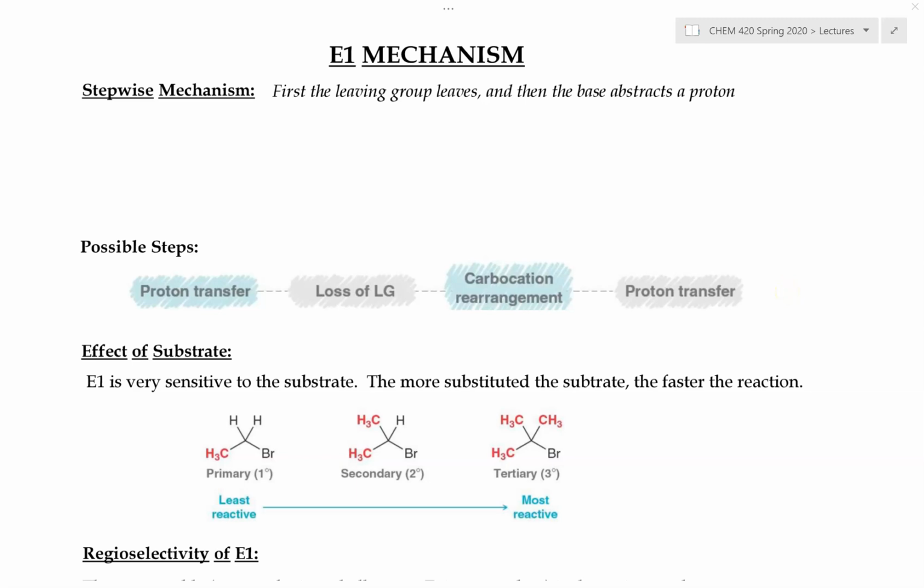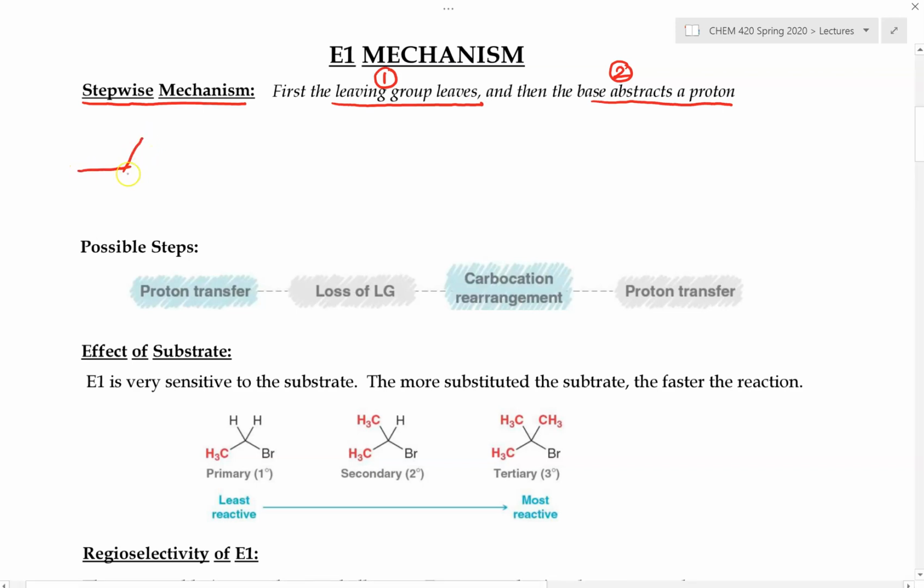In this lecture video, we will be discussing the E1 reaction mechanism, which is basically a stepwise mechanism in the elimination reaction, in which the first step that's going to happen will be the loss of the leaving group, followed by the proton abstraction or proton transfer, which will be the second step. And below is the reaction mechanism of an E1 reaction.